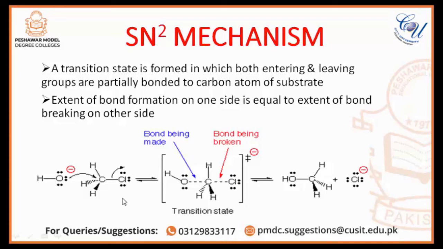So the primary alkyl halides go by the SN2 mechanism, and SN2 mechanism is a one-step mechanism in which we have a transition state, that is the transition state in which the bond is being made with the nucleophile and the bond is being broken with the halide ion.